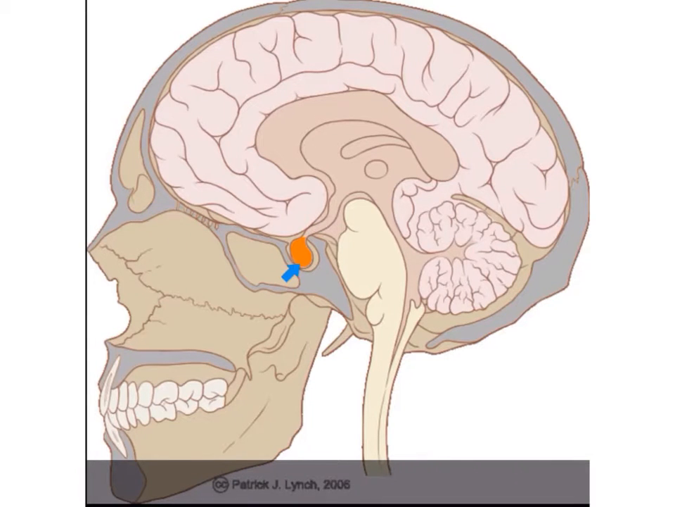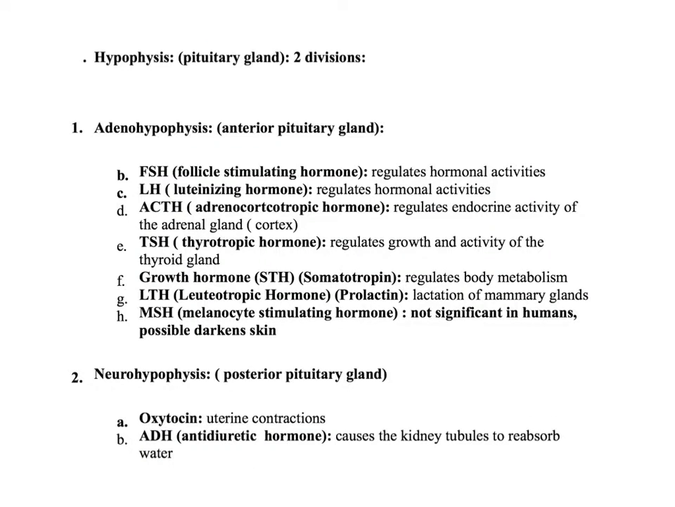Here we can see the location of the pituitary gland in the sella turcica of the sphenoid bone. Remember that the pituitary gland is divided into an anterior portion and a posterior portion. The anterior pituitary gland is known as the adenohypophysis, and it releases 7 hormones. The first hormone is follicle-stimulating hormone, abbreviated FSH.